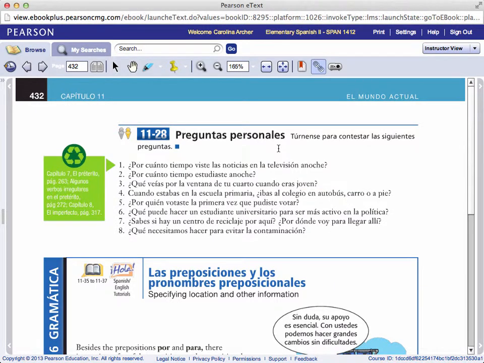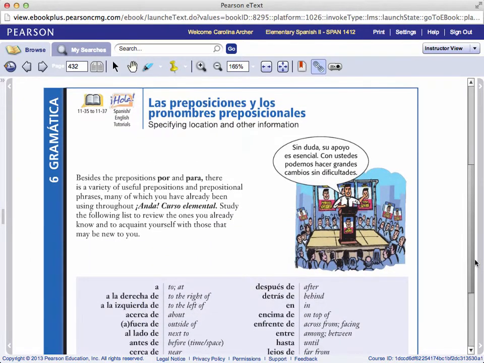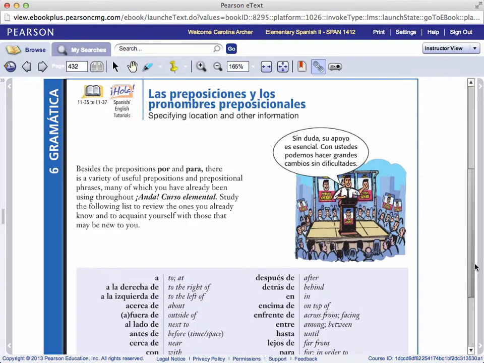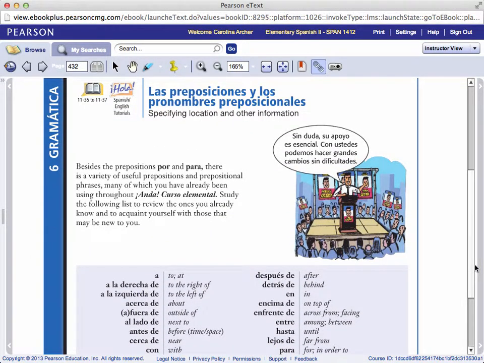Okay, so in the back of your book, in Appendix 3, on page A38, you have a review. This review that I'm taking out of the previous book. Okay, but this is what you have there in the back. Las preposiciones y los pronombres preposicionales. Okay, so we learned how to use the prepositions por y para, but we have a lot of other prepositions and prepositional phrases, just like we do also in English.